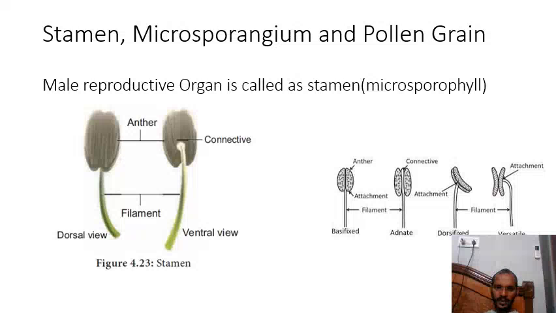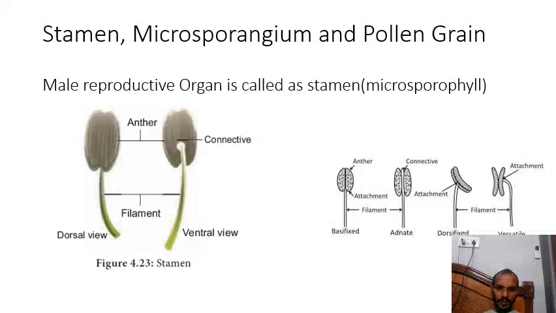First, we'll discuss the androecium. Here we can see a diagram of the androecium. On the upper side, the anther will be present. The bilobed structure we can see here is known as the anther. And on the lower side, the ventral view, we can see the filament. The lower side is known as the filament. The entire structure is known as the stamen.